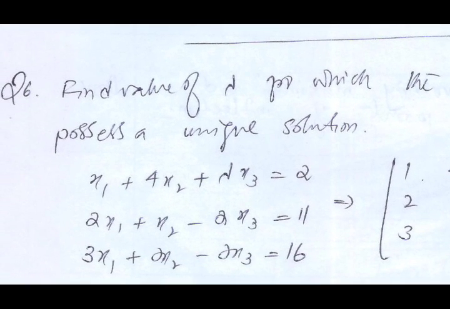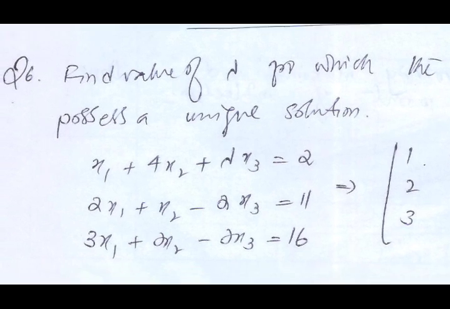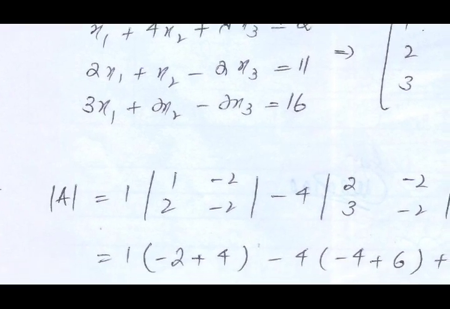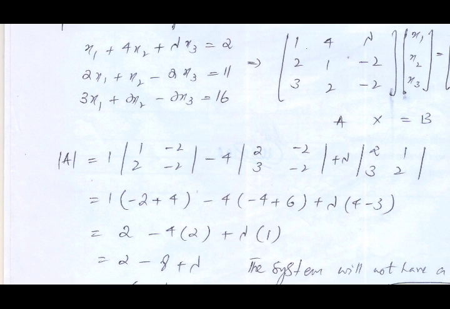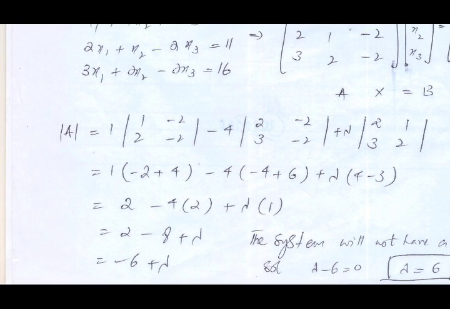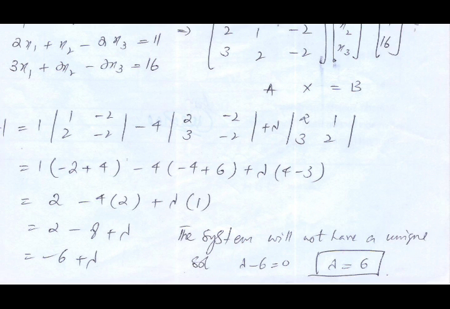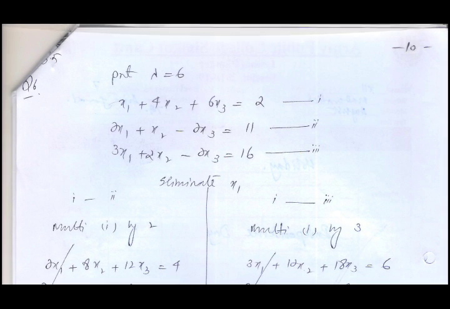Question number 6 is the same as this. First we find a determinant and find the value of lambda. We put the value of lambda and then we solve equations 1 and 2 and 1 and 3 simultaneously.